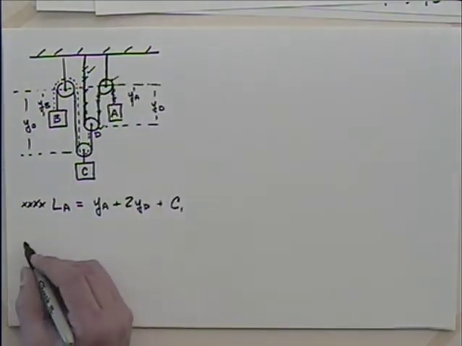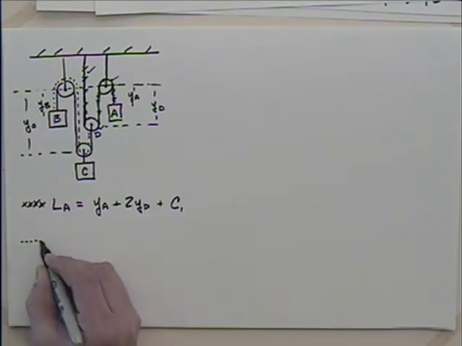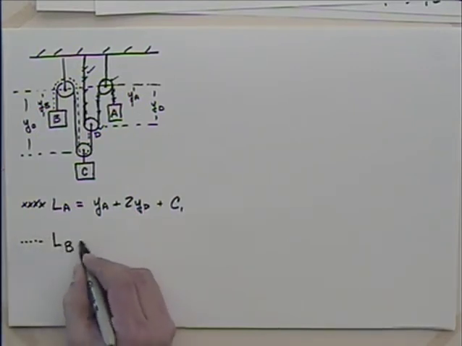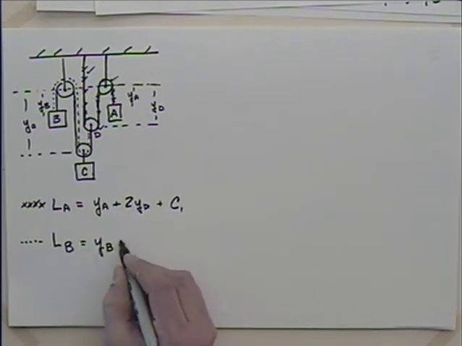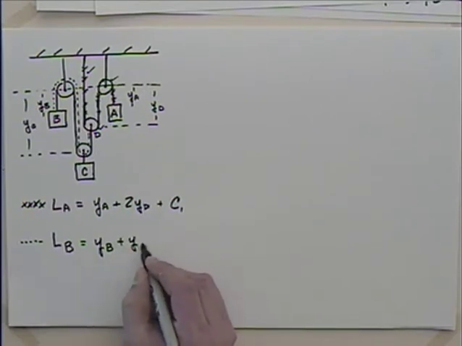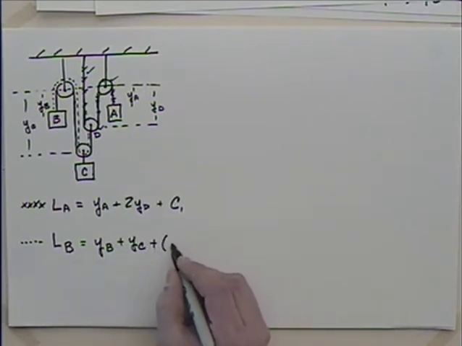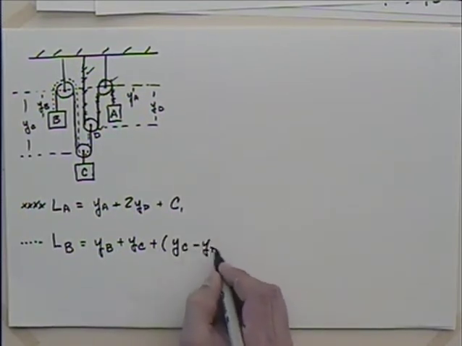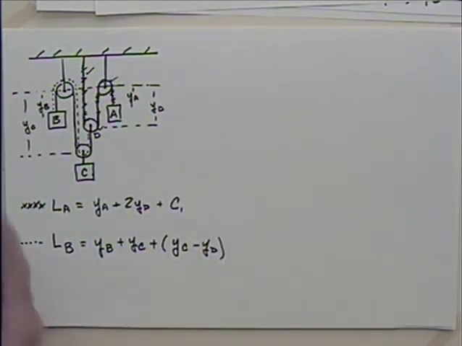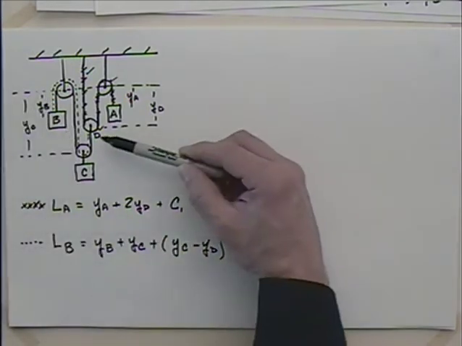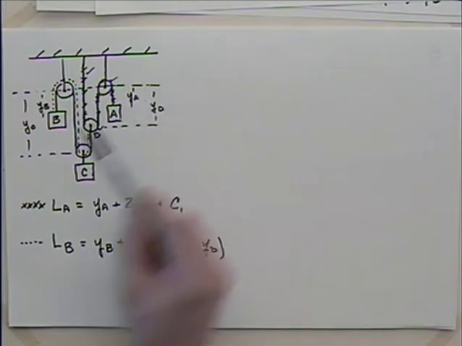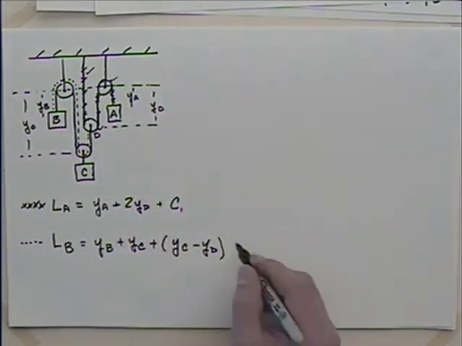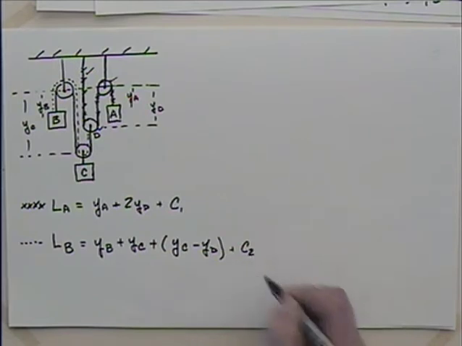Now if I talk about the length B, that would be the dashed one. So talking about length B, what would that be equal to? Well, y sub B plus y sub C plus the quantity y sub C minus y sub D. Does that work? I got y sub B here, and then I've got y sub C there, and then I need to deal with this little distance right there, which is going to be y sub C minus y sub D, and of course a constant, C2.